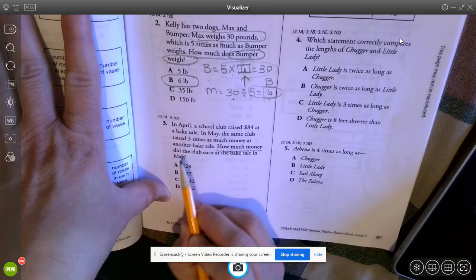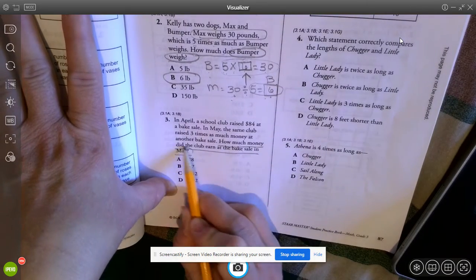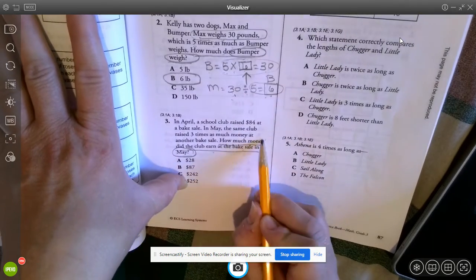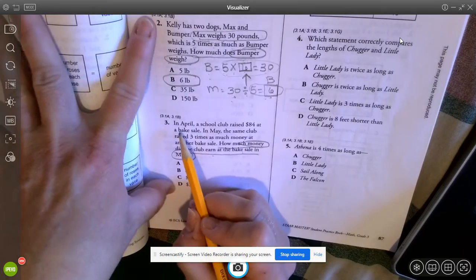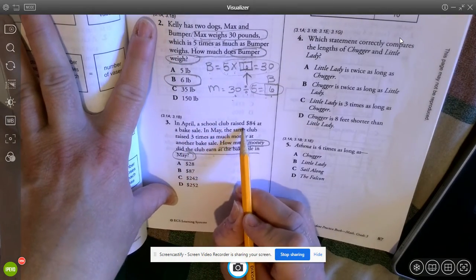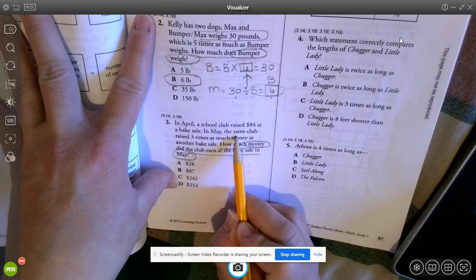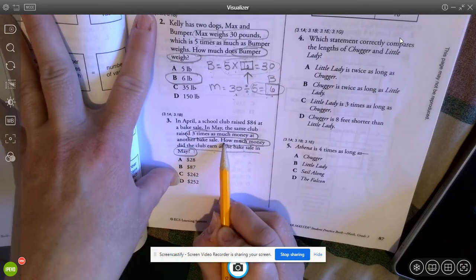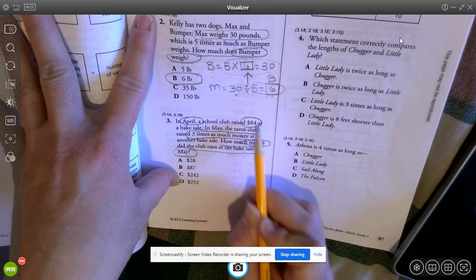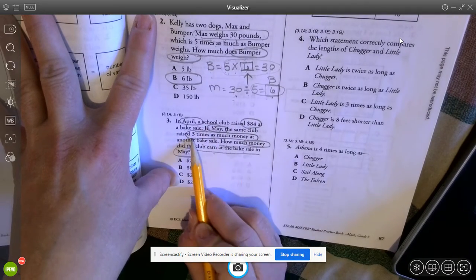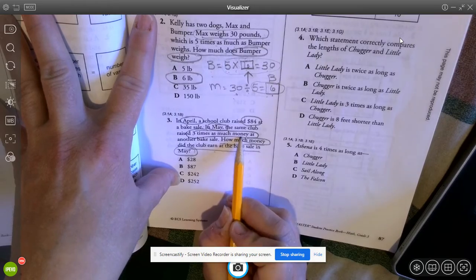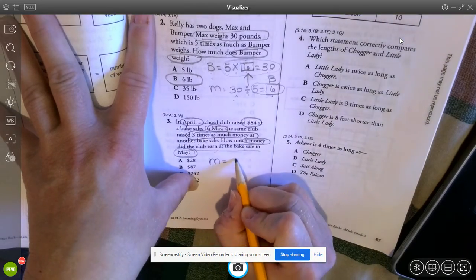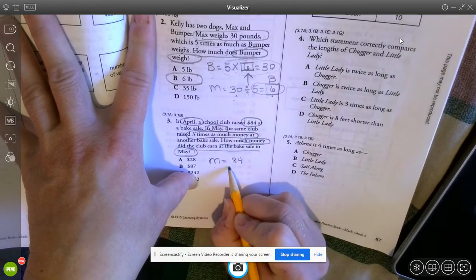All right, number 3. How much money did the club earn at the bake sale in May? In April, a club raised $84 at a bake sale. In May, the same club raised 3 times as much money at another bake sale. So this is what they did in April. And in May, it raised 3 times as much. Okay, so we're looking for how much in May. And in April is $84. In May, it was 3 times as much.